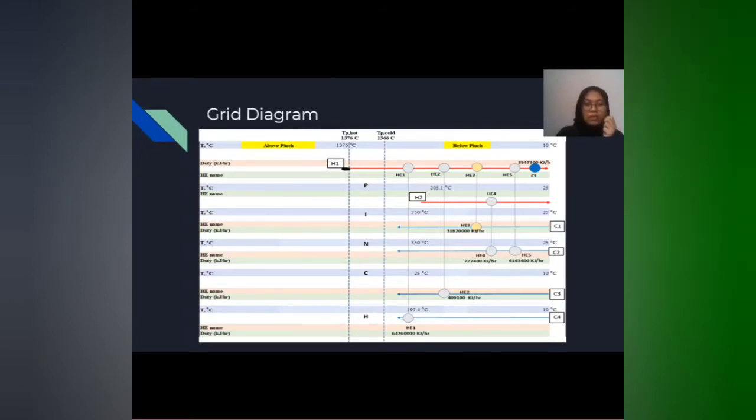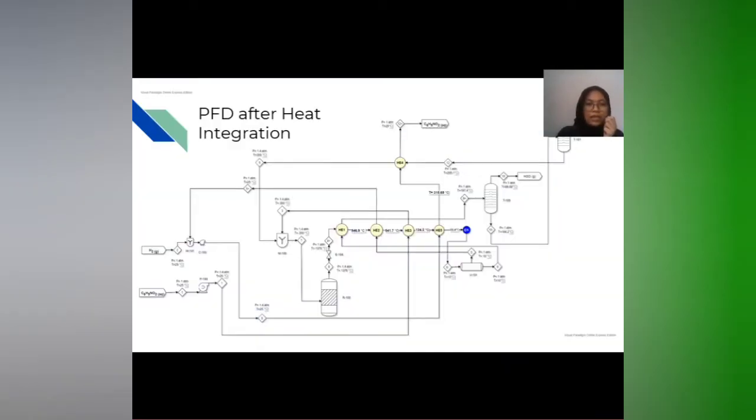But in order to minimize any heat waste, the heat from the stream H1 was used to heat the cold stream C1. The cold utility cooler, which has the same work duty as QC, is used to cool down the remaining heat in the stream H1. Lastly, the PFD after implementing the heat integration was drawn.